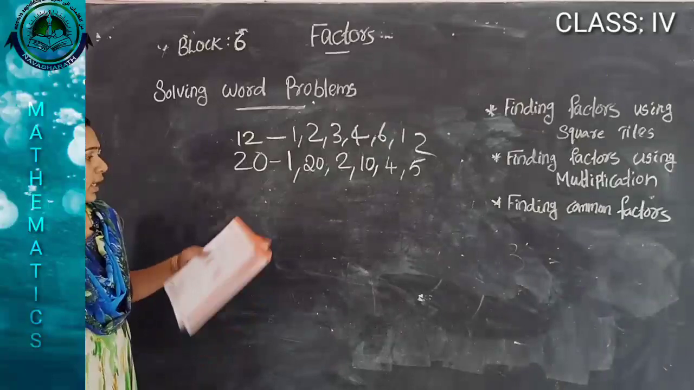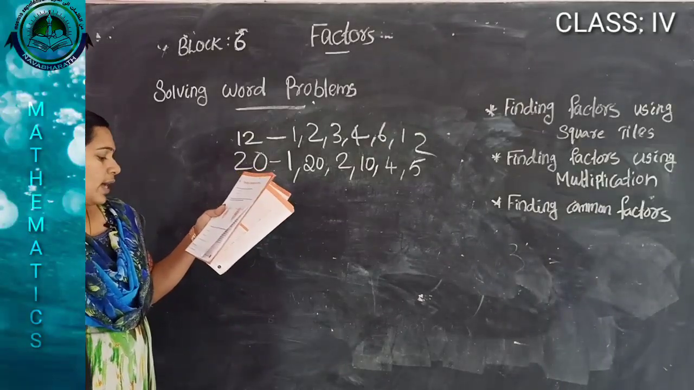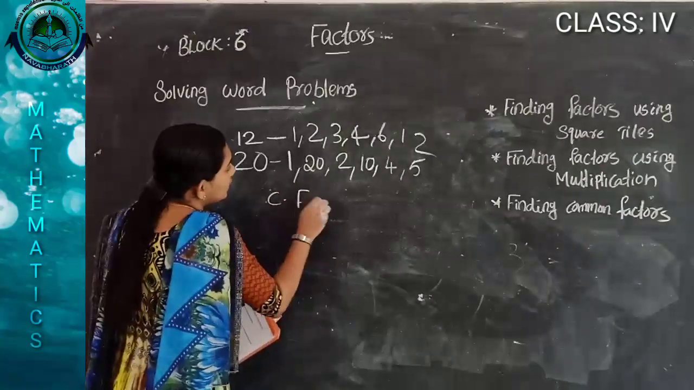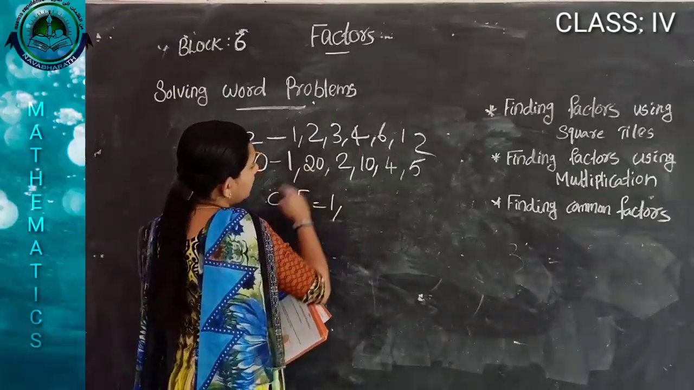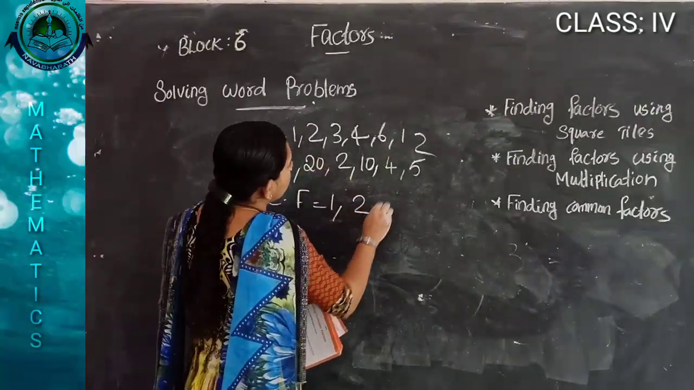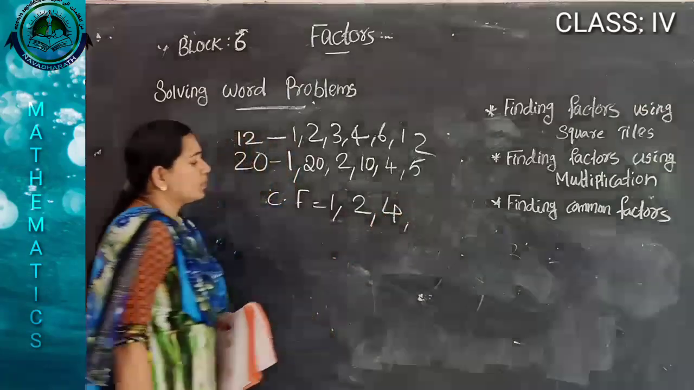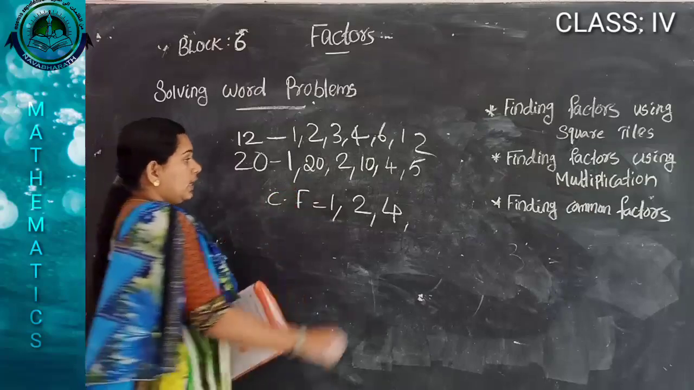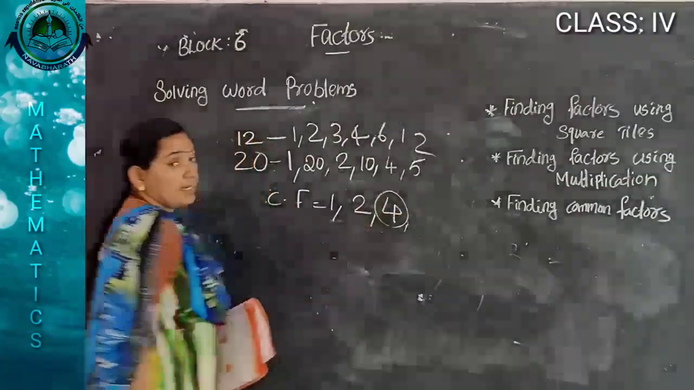Okay. Then common factors of 12 and 20. Which are the common factors? 1, 2, 4. From this, which is the highest common factor? 4. You circle it.